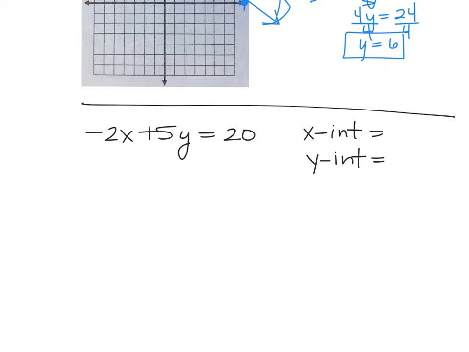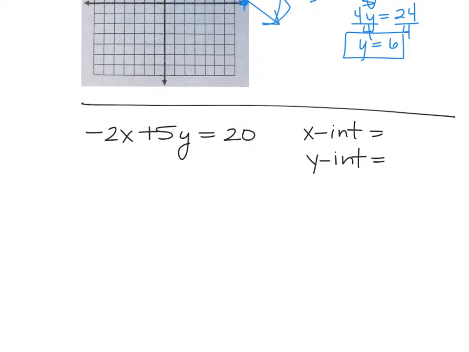If I want to know what x should be, I'm going to plug a 0 in for what? Y, right? So if I plug a 0 in for y, I will get my x, and that's where it hits the x-axis. If I want to know what my y-intercept is, I plug a 0 in for x, and I'll get what my y-intercept is, okay?